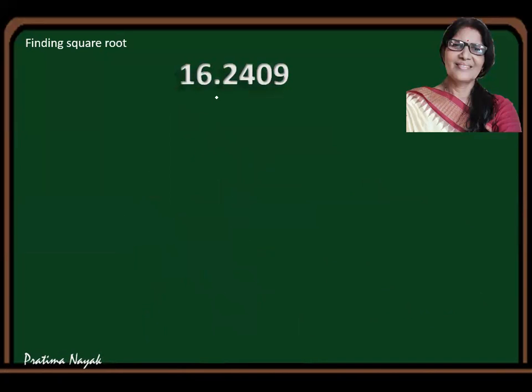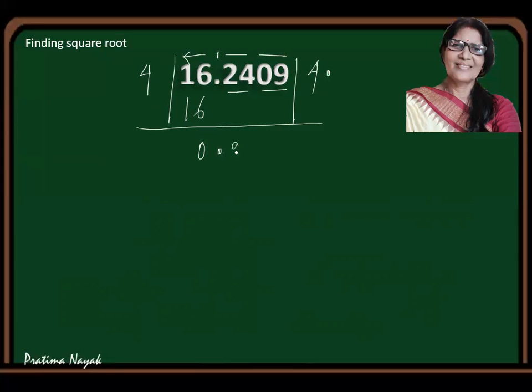Next is 16.2409. So there are 4 digits after the decimal. It can be a square. So what I'll do, I'll make 2 pairs from the decimal. Here 1 pair. How much are you getting? You'll get 4. 4 square is 16. Then 0 point 22. 4 will come down.